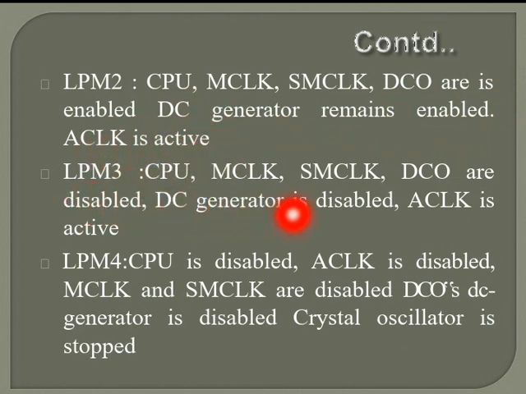LPM3: here you can see that your CPU, main clock, SM clock, and DCO are disabled. The DC generator is also disabled, but still your auxiliary clock is active. The last is LPM4, where your CPU is disabled, your auxiliary clock is disabled, and your main clock and sub main clock are also disabled. DCO and generators are disabled, and the crystal oscillator is stopped. So here almost everything has been disabled.